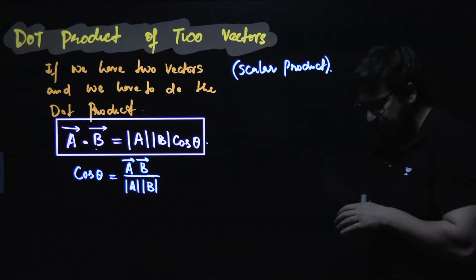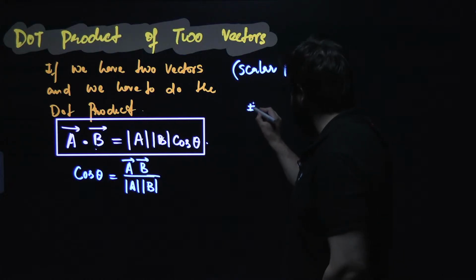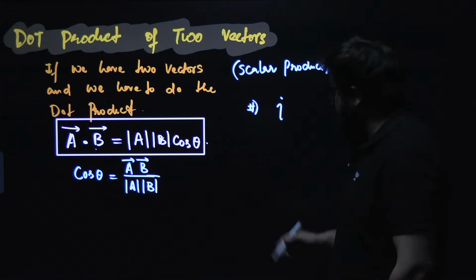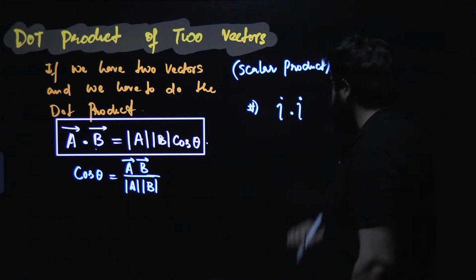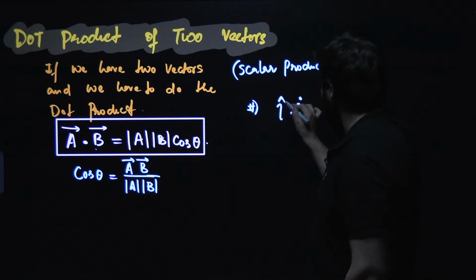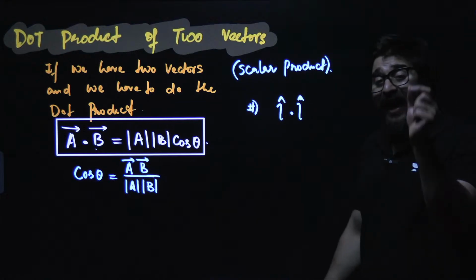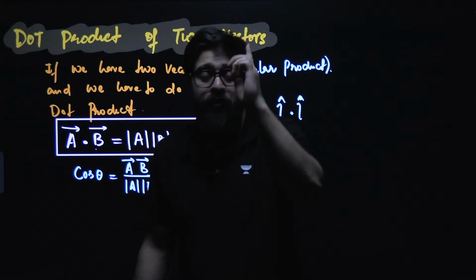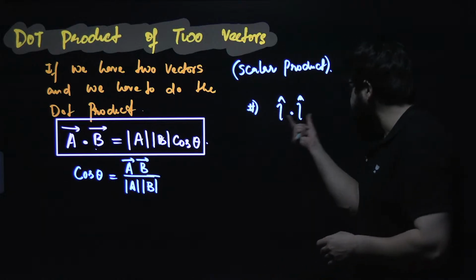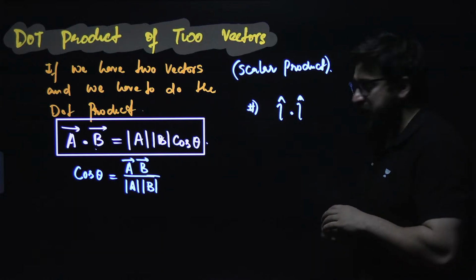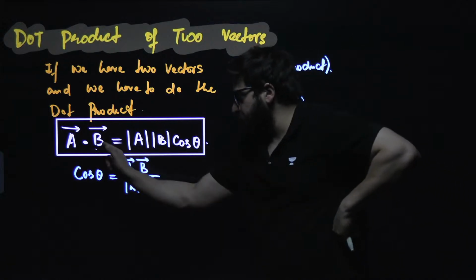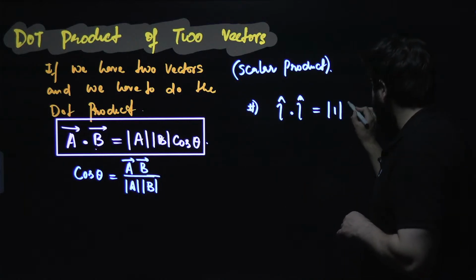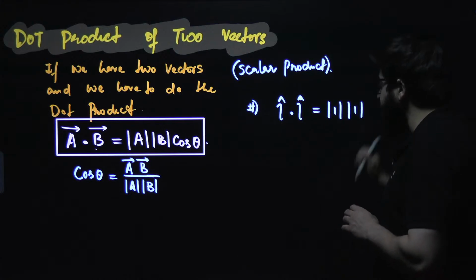Now, my dear friends, let's suppose I say we have I dot I, where I is a unit vector along the x-axis. And my dear friends, the magnitude of a unit vector is always 1. Can you please tell me what is the value of I dot I? If we do the dot product of two vectors, it is magnitude of A, magnitude of B, here magnitude of I is 1, magnitude of I is 1, and then cos of theta.